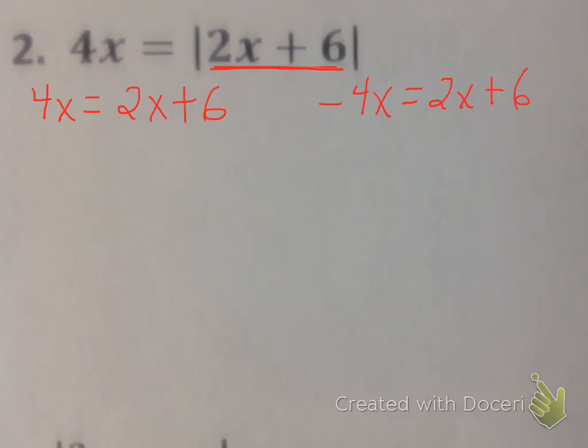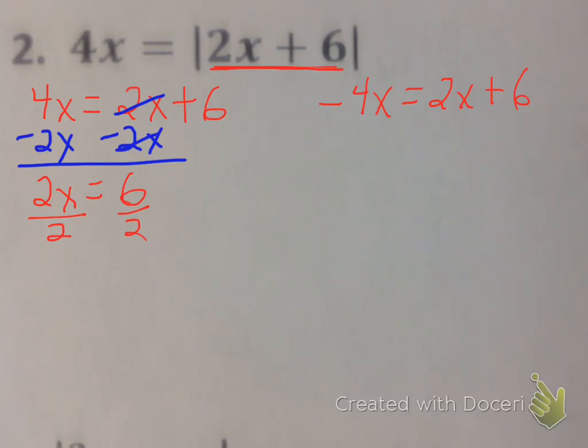Since I have x's on both sides, I need to move my x's together. So I'm going to move my 2x. I'm going to say minus 2x and minus 2x. The 2x and negative 2x cancel. 4x minus 2x is just 2x equals 6. Then I'm going to divide by 2, divide by 2. The 2's cancel, and that leaves us with x equals 6 divided by 2, which is 3. So that's one of my solutions.